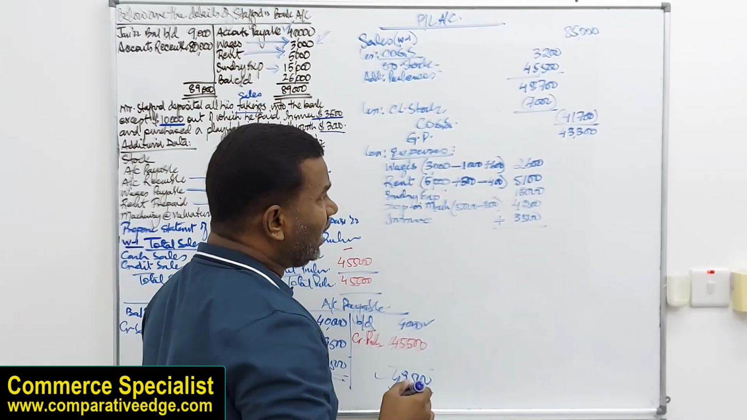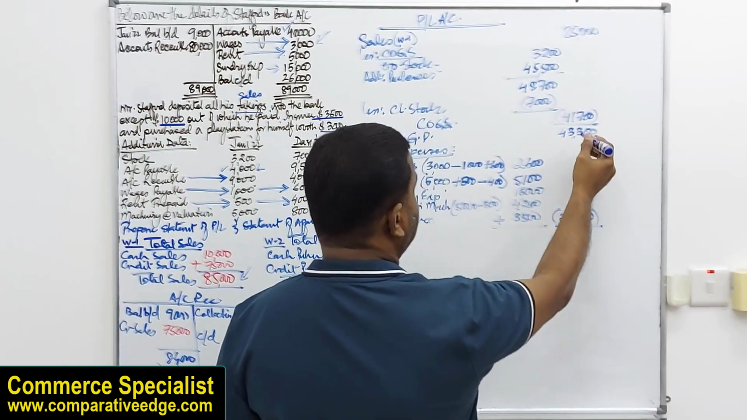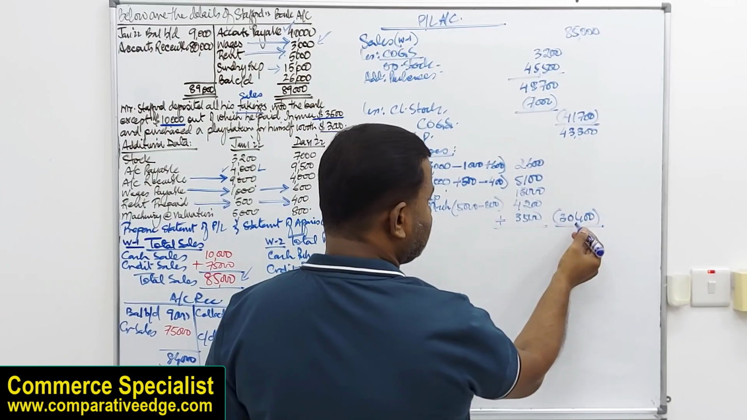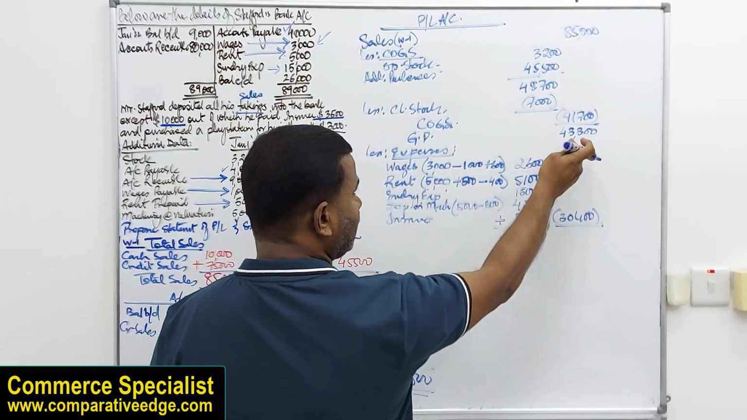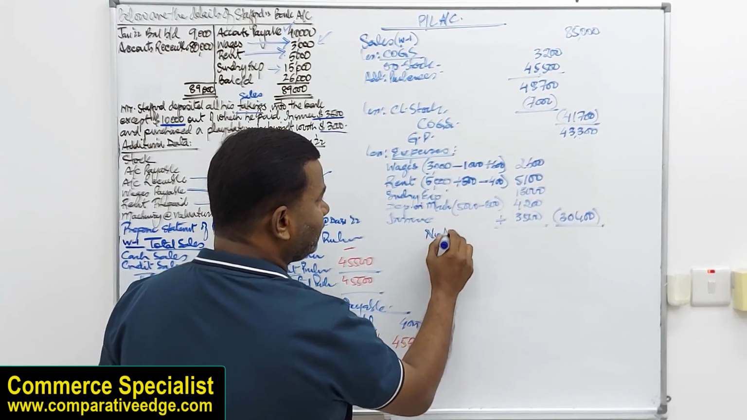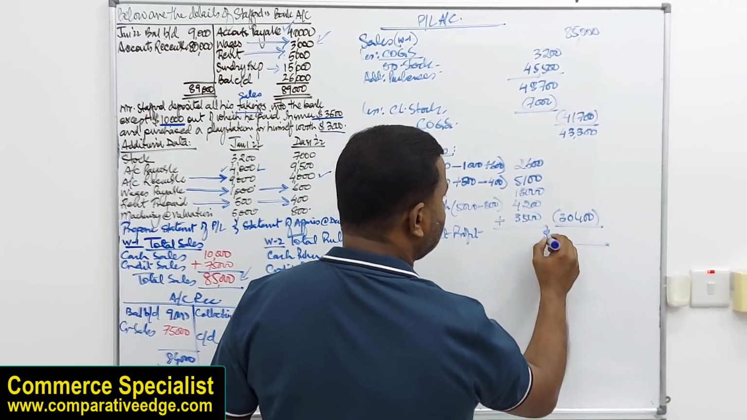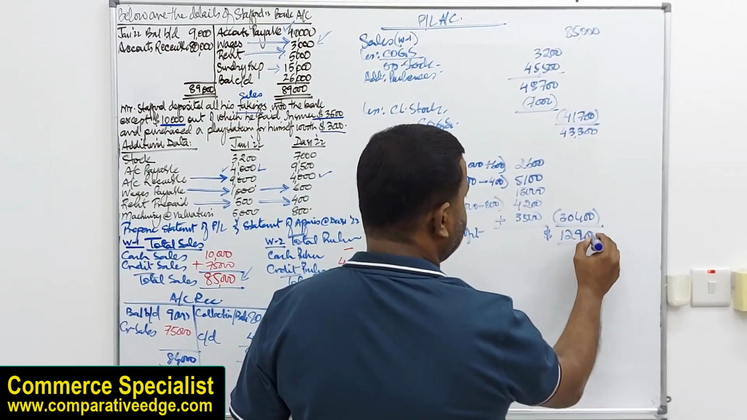So if I add all this, I get 30,400. And when I minus, my gross profit is 43,300. Expenses are 30,000 something. That means my gross profit is more, expenses are less. So I end up making a net profit of 12,900.